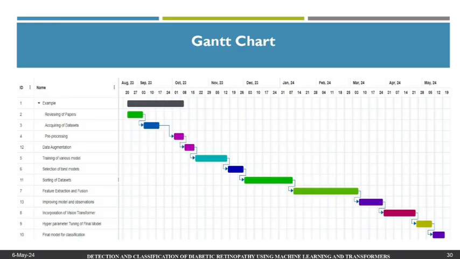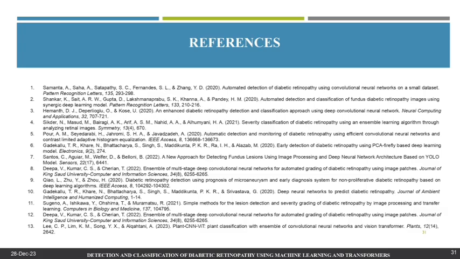This is the Gantt chart of our project. And these are some of the major references that we have gone through to complete our work.